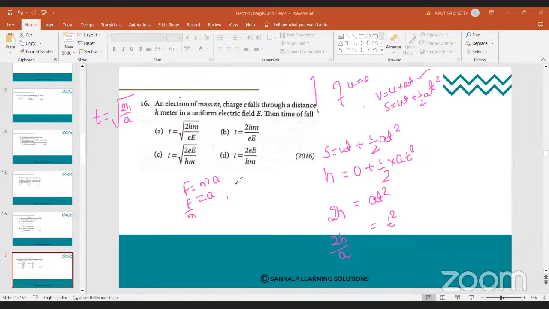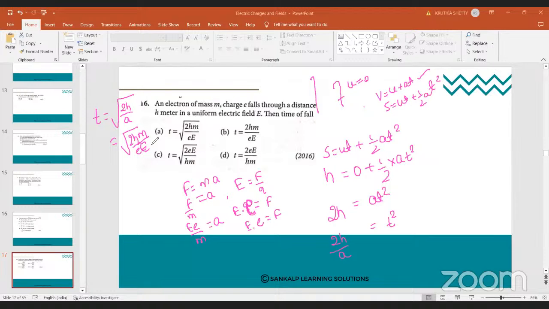Next, the electric field is given by force per unit charge. Therefore, force is equal to electric field into charge. But they are saying electron, so I take the electron charge as e, small e. So it is E into e is equal to F. So substitute F is equal to eE divided by m, which is equal to a. So go on substituting in the equation: t is equal to under root of 2s divided by eE by m. So m comes on top, e E goes below. Yes. So it is option A.